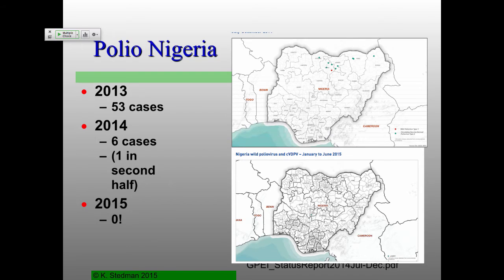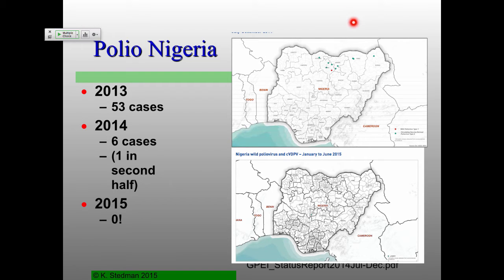Look at the real success story, as far as I'm concerned, is Nigeria, Central Africa, one of the most populous countries in Africa. There were also quite a few cases, mostly up here in northern Nigeria, which, if you know your global geopolitics, is also a not terribly stable area. Boko Haram is also highly active in this part. 53 cases in 2013, 6 in 2014, and none in 2015, which is a real tribute to the local public health groups there and really being able to completely eliminate polio.